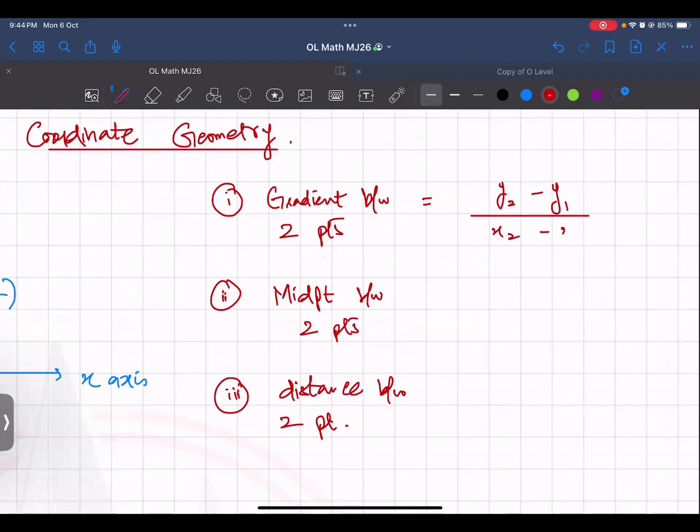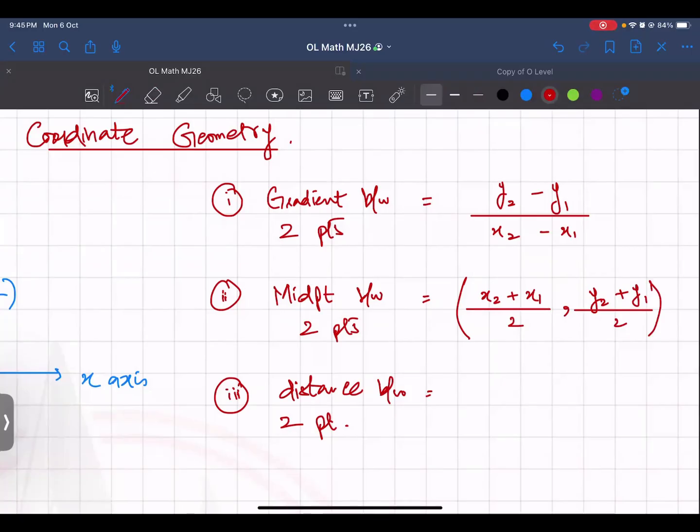If you people still don't know about these, no worries. I'll share the practice worksheet and everything with you. It will have everything, so it's not very difficult. For the midpoint, the formula is you add the x coordinates, x2 plus x1, divided by 2, and you add the y coordinates, y2 plus y1, upon 2.